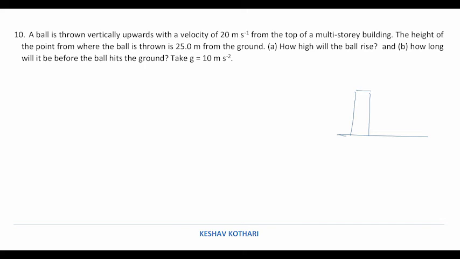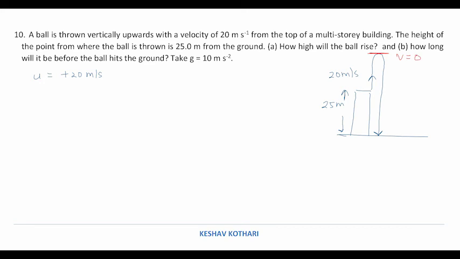The height of the point from where the ball is thrown is 25 meters above the ground, and it is projected up with a speed of 20 meters per second. So the ball will go upward and then fall back to the ground like this. So we can say that the initial velocity is equal to plus 20 meters per second. The first question is asking how high will the ball rise. So this is the point of maximum height, so we take v equals 0 over here.